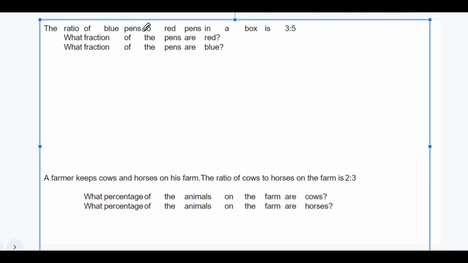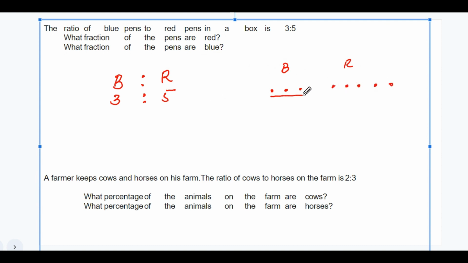The ratio of blue pens to red pens in a box is 3 to 5. Blue pens and red pens. The ratio is 3 to 5. As we have learned a lot about ratios right now, we are interested only in finding the fractions. So if you don't understand, you can write like this: 3 blue pens and 5 red pens. 1 2 3 4 5.